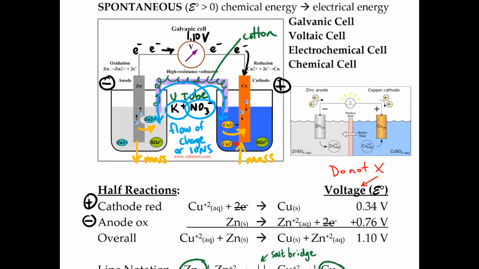You have a wire connecting the two electrodes with a voltmeter, so you can read the voltage. Wire goes to here. Then what you need also is called a salt bridge. It's this upside down U tube.